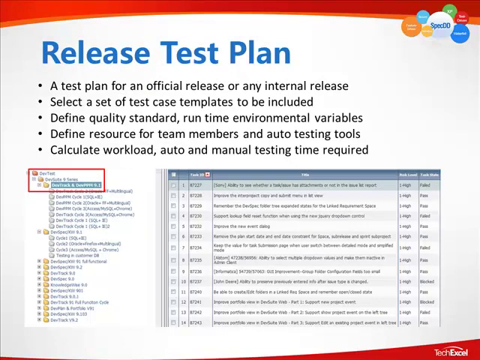Next up, we have our release test plan. So this is simply a test plan for an official release or even any internal release. The QA team selects a set of test case templates to be included. This depends on which set of stories were supposed to be implemented. They define the quality standard. They may have to create runtime environmental variables, such as different platforms or different OSs, for instance.